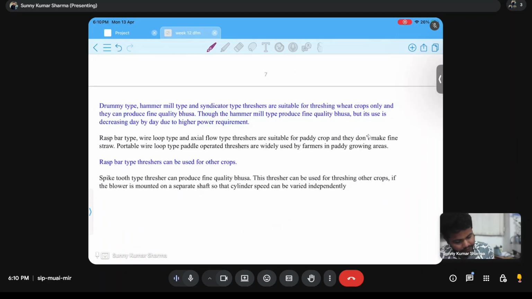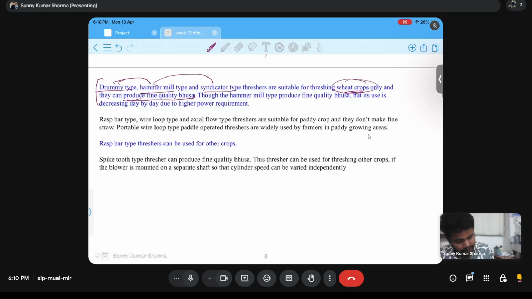What you can note down for the above types of cylinder is that drummy type, hammer mill type, and syndicated type threshers are suitable for wheat crops, and they give fine quality of bhusa. So this point can be noted. And second thing is rasp type, wire loop type, and axial flow type. These three types of thresher are for paddy crop, and they don't make fine quality of bhusa. Rasp type thresher can be used for other types of crops also. So this is a multi crop type cylinder. Rasp will be used in all types of crops.